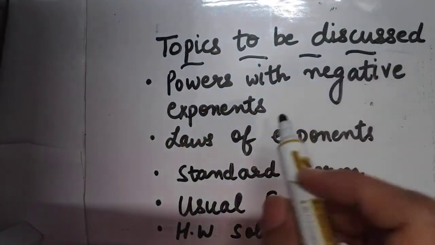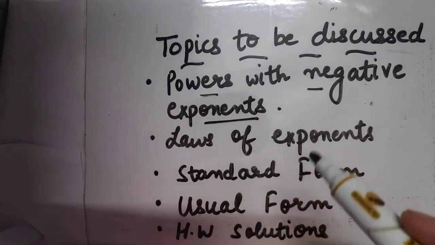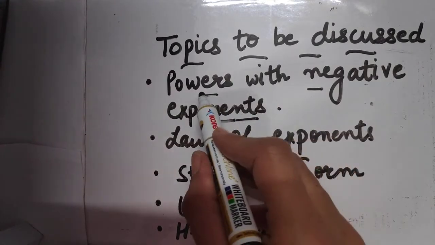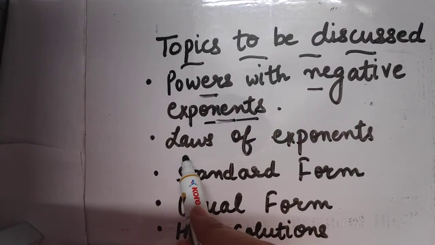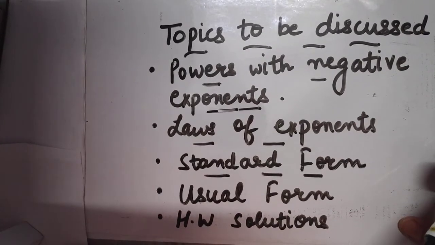First of all, we will have a look at the topic powers with negative exponents. Under this topic, I will be explaining the difference between exponents and powers. After that, we will recall the laws of exponents. Then we will move to standard form, that is, we will revise how to convert small numbers into standard form, and then usual form we will talk about, and at the end of this lecture I will be discussing the homework solutions of the previous lecture.